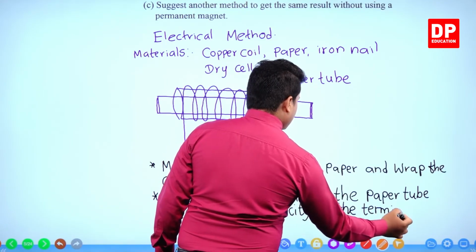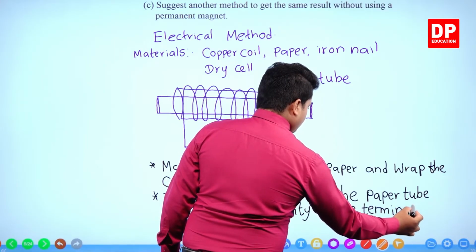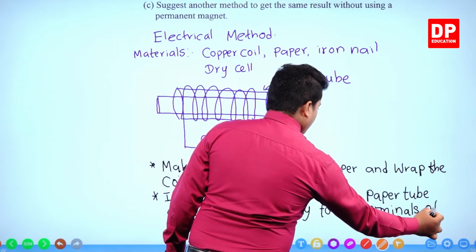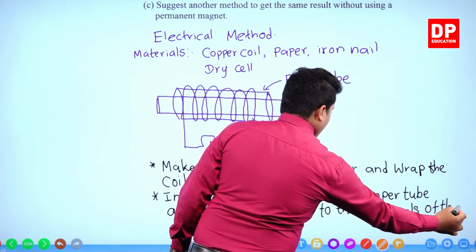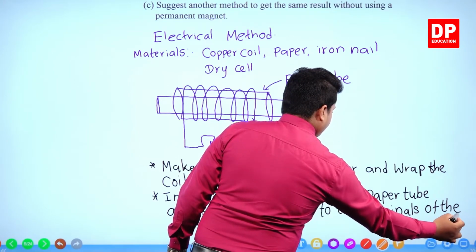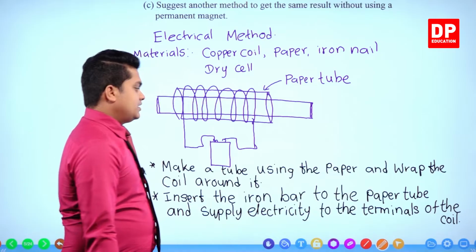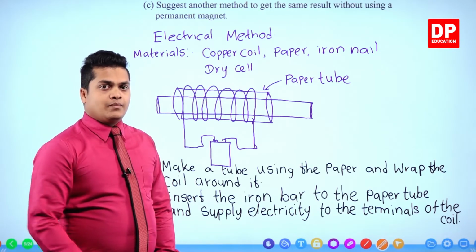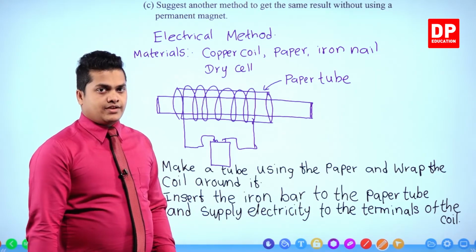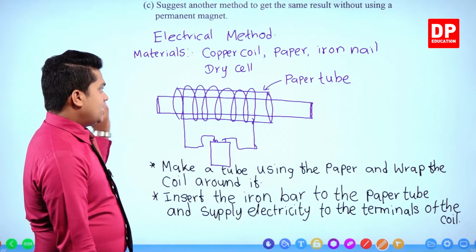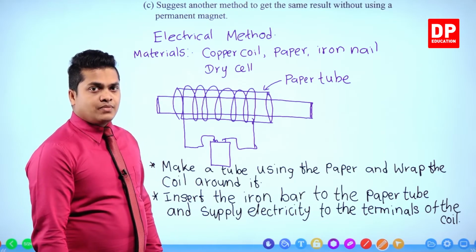To the terminals of the coil. That's it. So this is the way of creating a permanent magnet by using the electrical method. So when you take out this iron bar, it behaves as a permanent magnet.